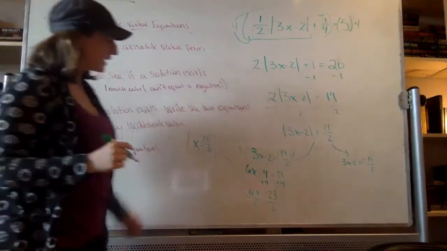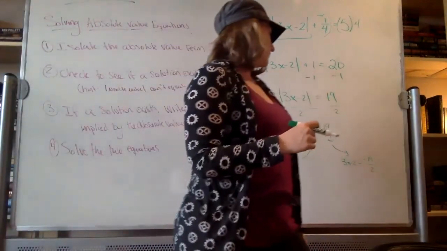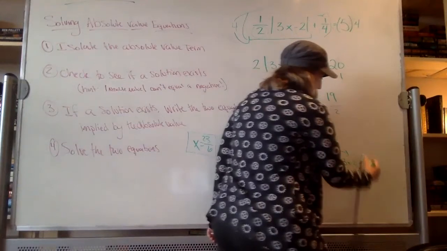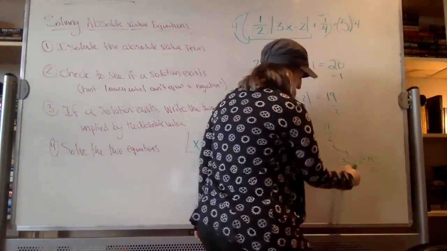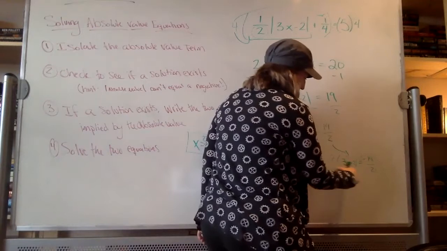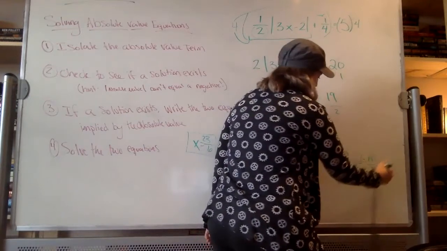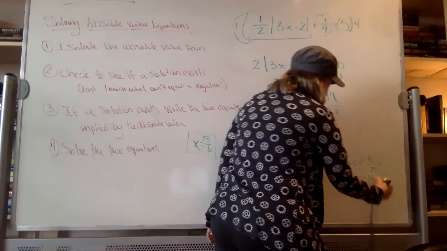Now I have to solve the second equation. 3x minus 2 equals negative 19 halves. Again, I would probably multiply both sides of this by 2. 2 times 3x is 6x. 2 times negative 2 is negative 4. Negative 19 halves times 2, the 2's cancel, and I'm left with negative 19.